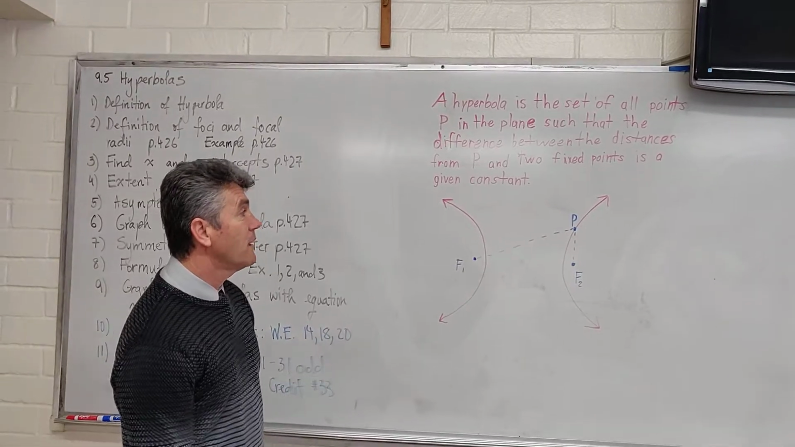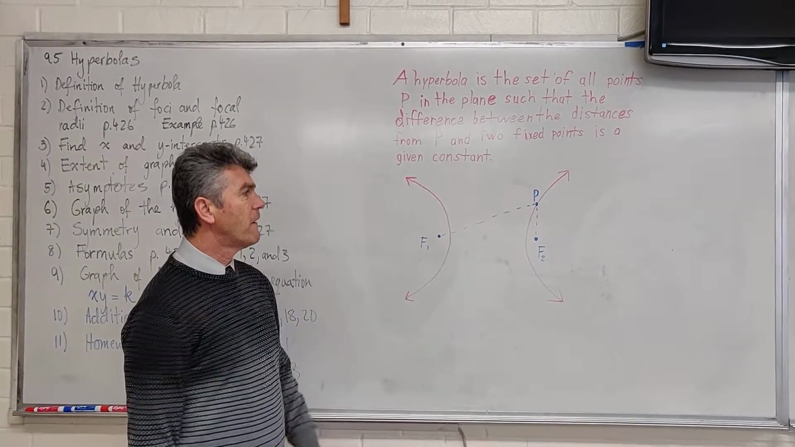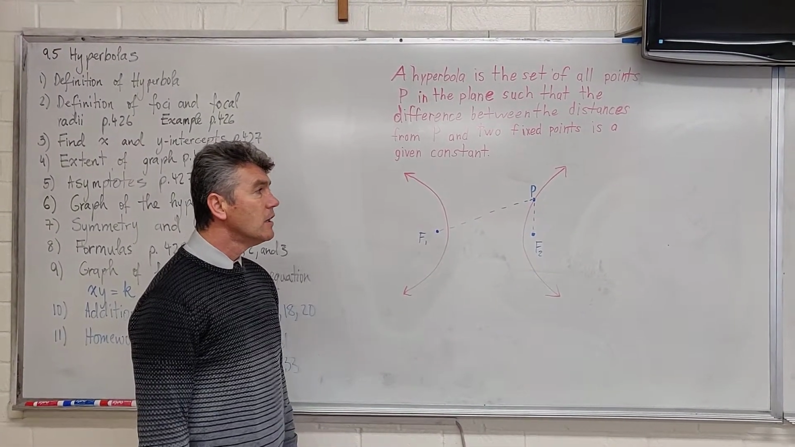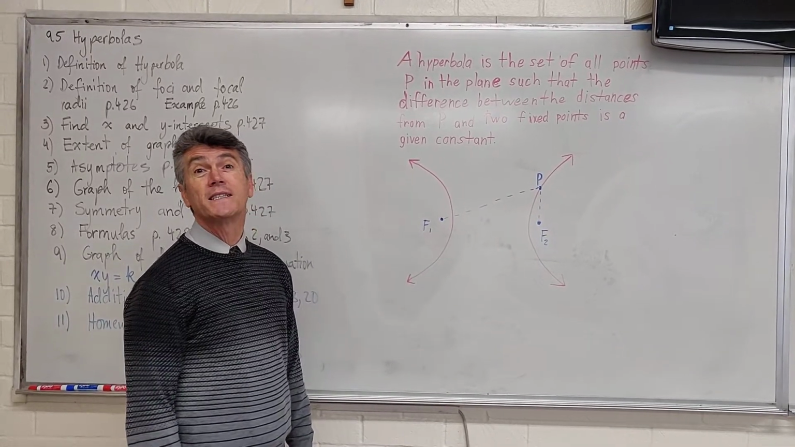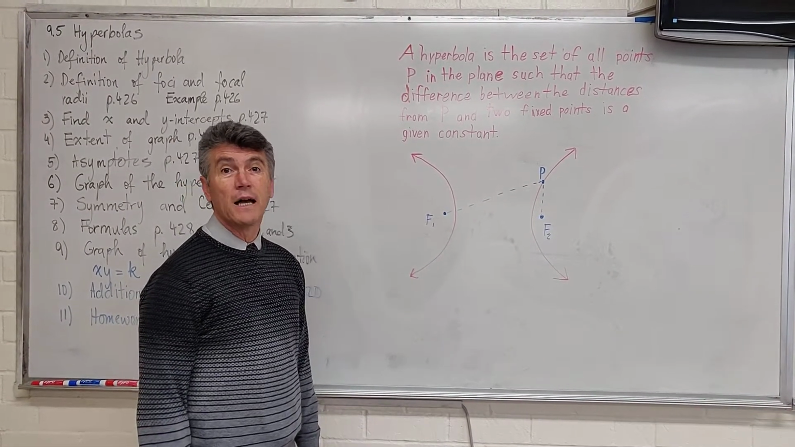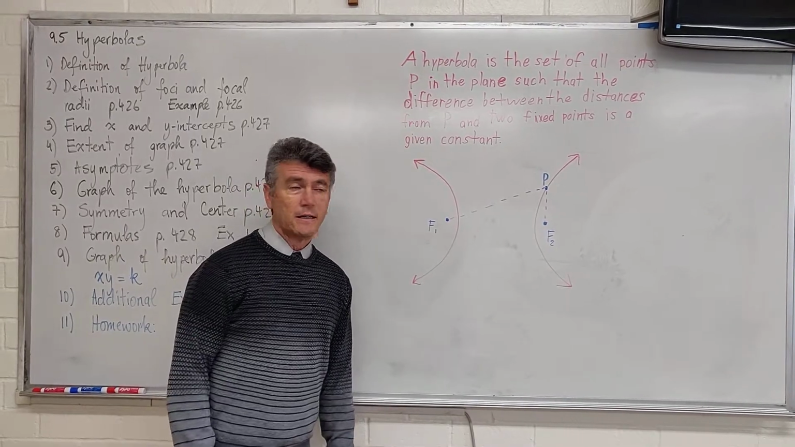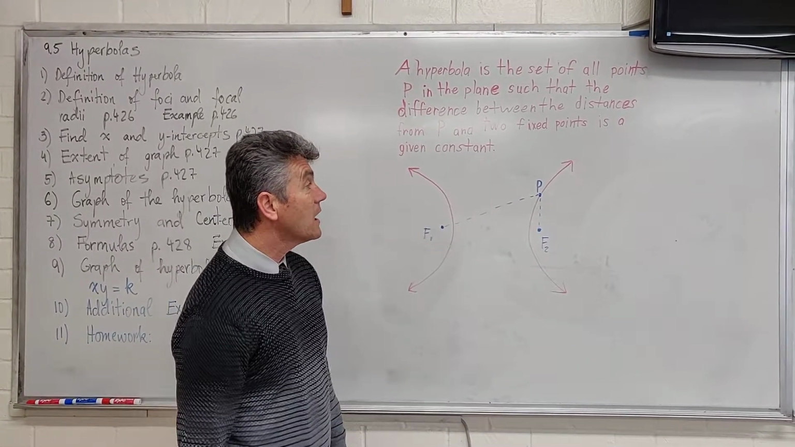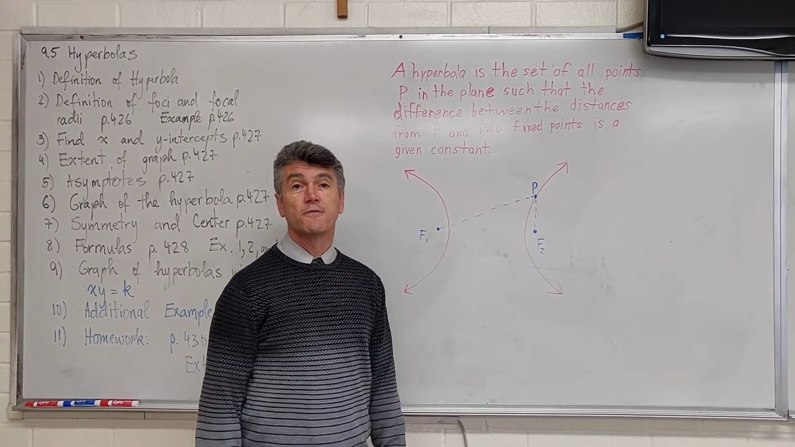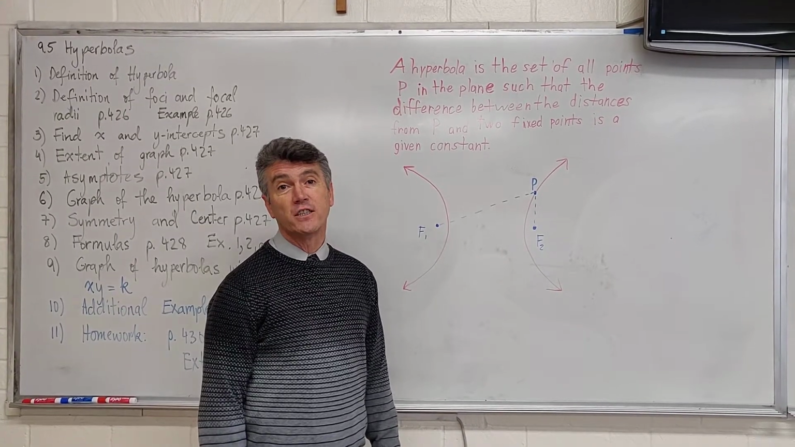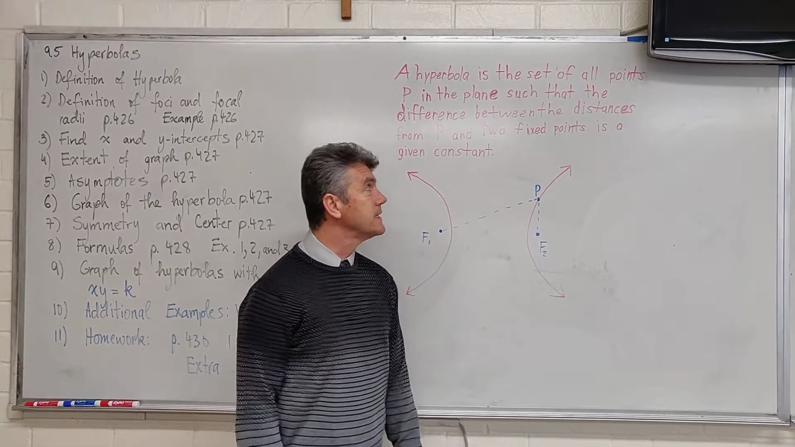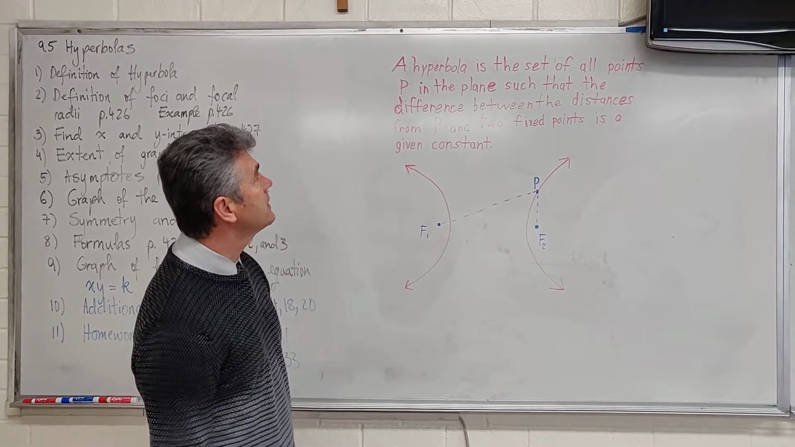What is a hyperbola? Well, this is what the graph of a hyperbola looks like. Just like an ellipse, a hyperbola is a set of points. Unlike an ellipse, where we remember the sum of the focal radii was a constant, for a hyperbola, the difference of the focal radii is a constant. So anyways, let's read the definition.